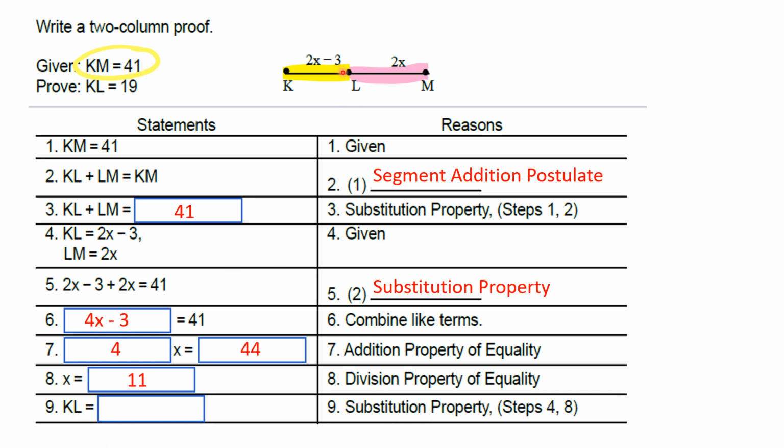So let's go up to KL. Let's replace x with 11. So that's 2 times 11 minus 3. And what does that simplify to? 2 times 11 is 22. 22 minus 3 is 19.